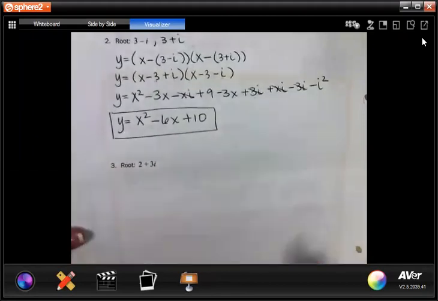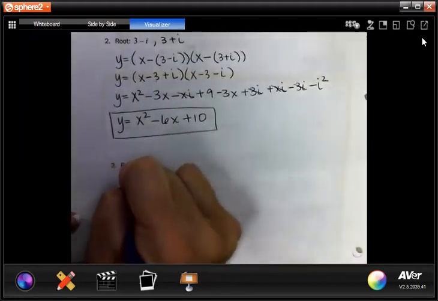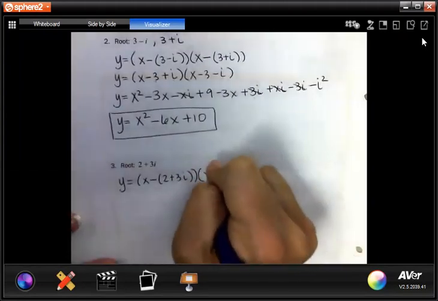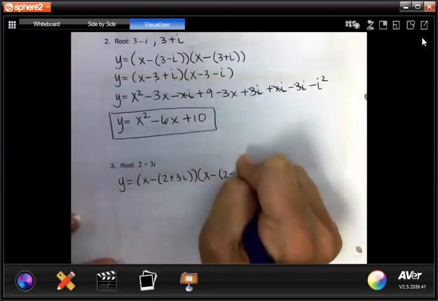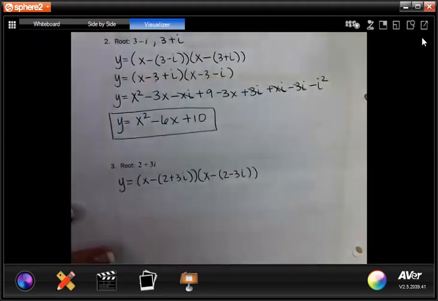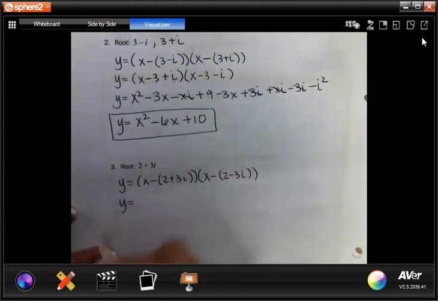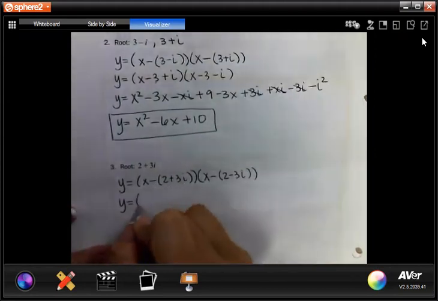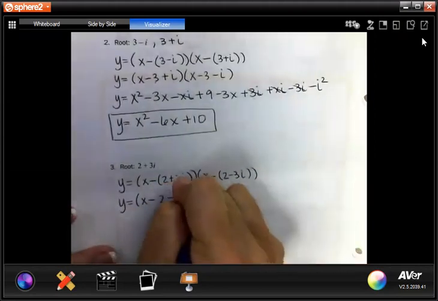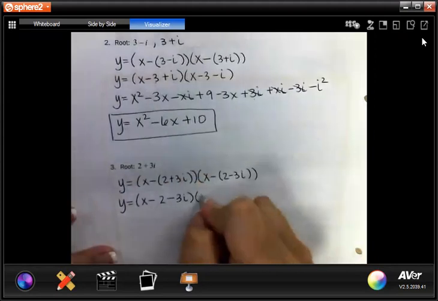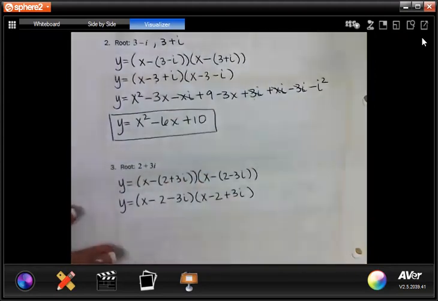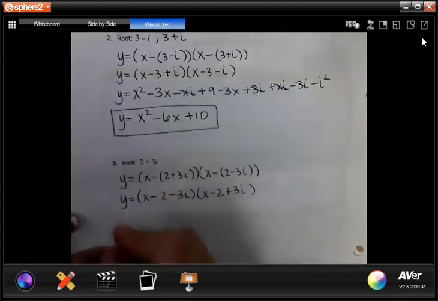Got one left. And so here we start our equation again with x minus my first root, which is 2 plus 3i, x minus my second root, which is 2 minus 3i. And now we're ready to distribute that negative to everything in there. So that gives me x minus 2 minus 3i. On this one, we get x minus 2 plus 3i. And now we start that multiplication.